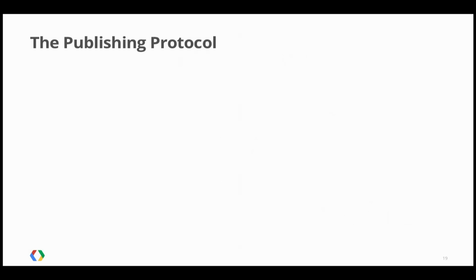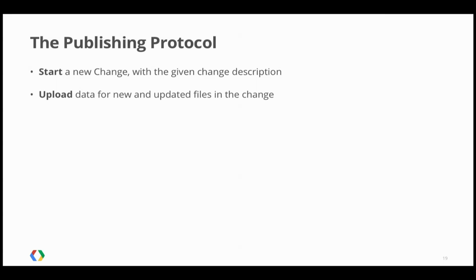So we need to accommodate that as well. To summarize the publishing protocol, we have a start request that starts a change with a change description. We upload the files we need, and we have a commit request that says, OK, this is what we need. You might want an abort request in there, too.